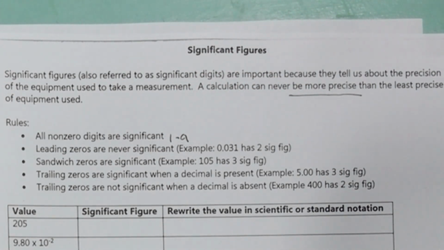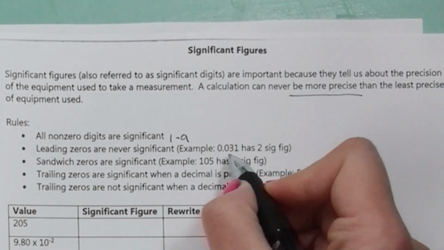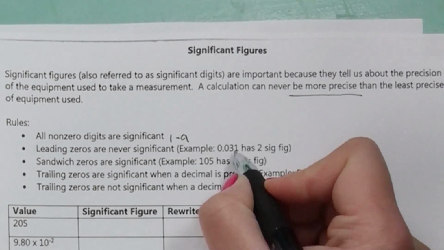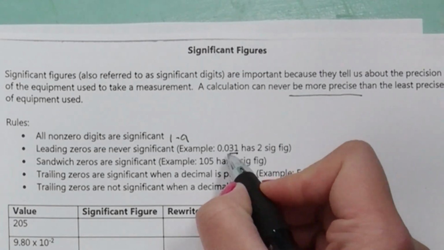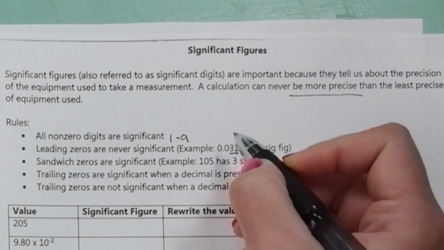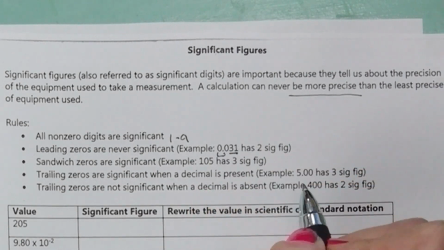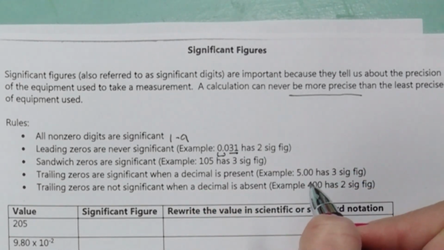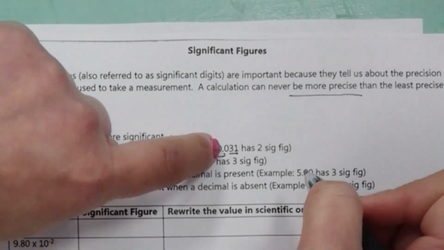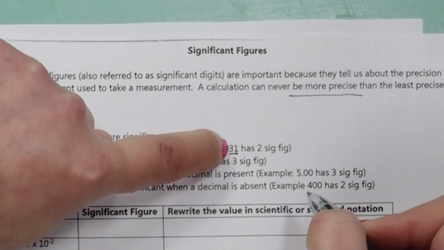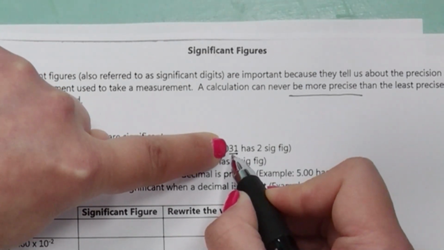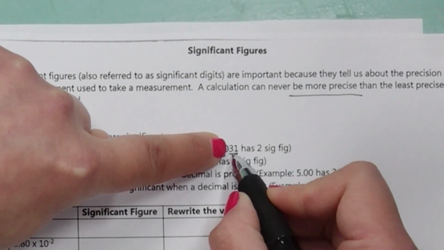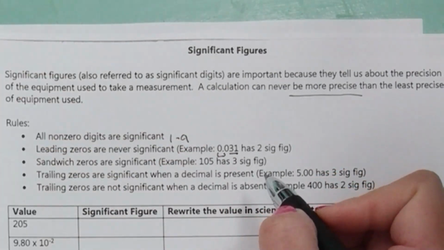Leading zeros are never significant. So what that means, let's look right here. Where are my first non-zero digits? Right here, the 3 and the 1. Before the 3 and the 1 are zeros. These zeros are what we call leading zeros, because they come before the whole numbers 1 through 9 start. So this value has two significant figures, the 3 and the 1.